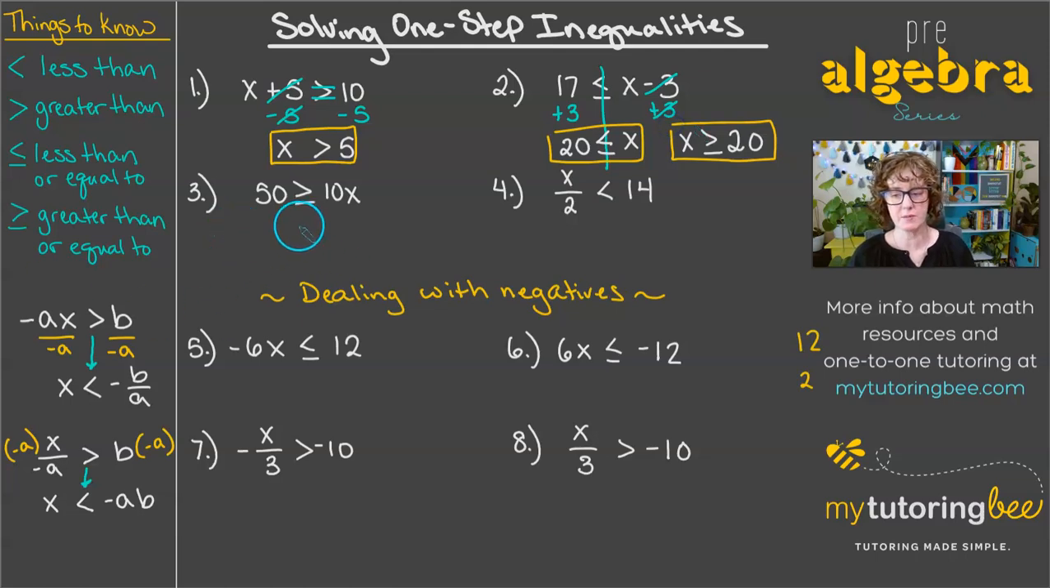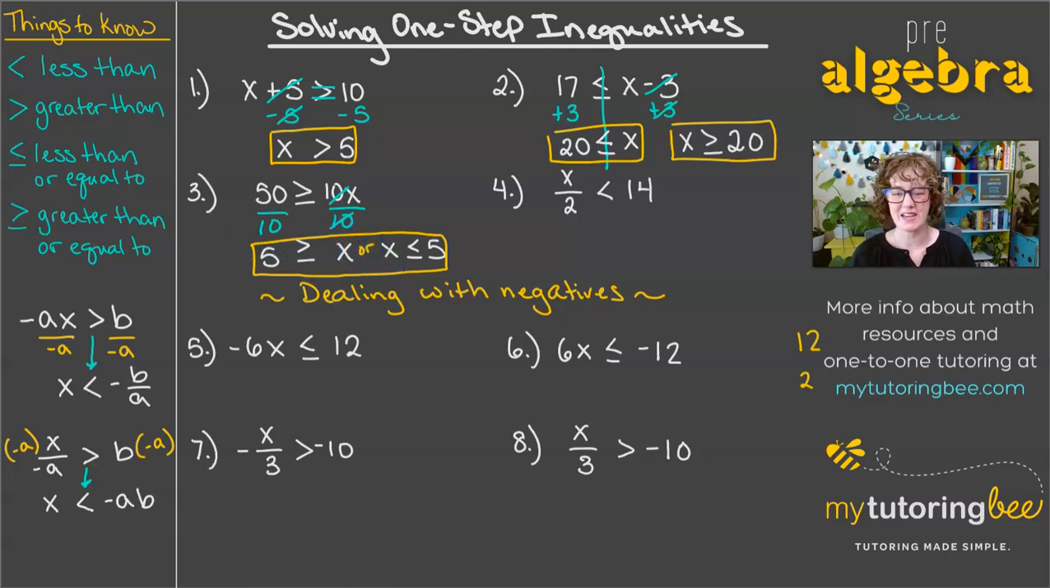All right, let's take a look at number 3. 50 is greater than or equal to 10x. So again, in order to get rid of that multiplication of 10, we're going to divide by 10, and we're left with x on this side. 50 divided by 10 is 5, and again, we're keeping that inequality symbol. If we want to flip it, we can do that. We just have to also flip that inequality symbol. So both of those are correct. We can put an or in between there.